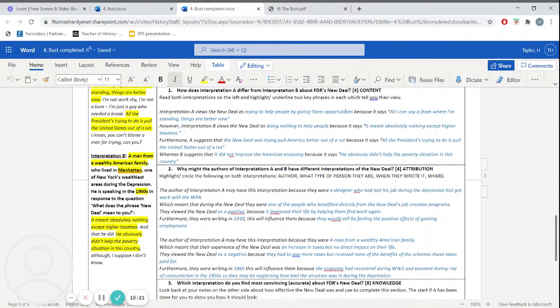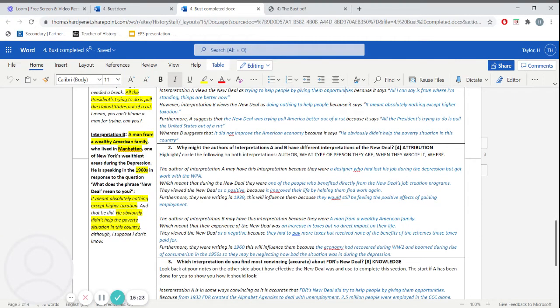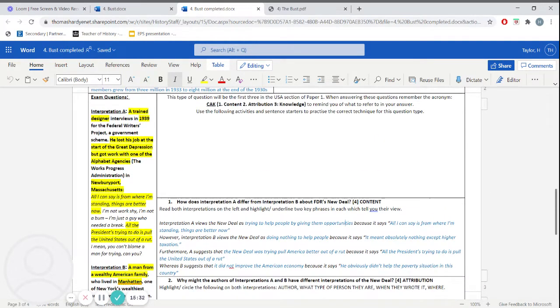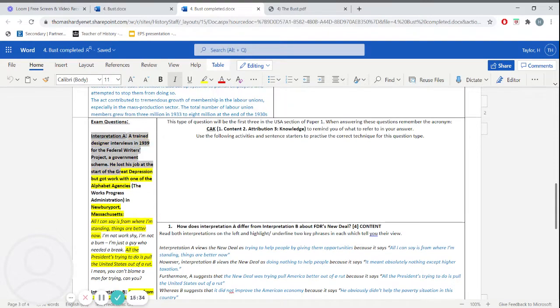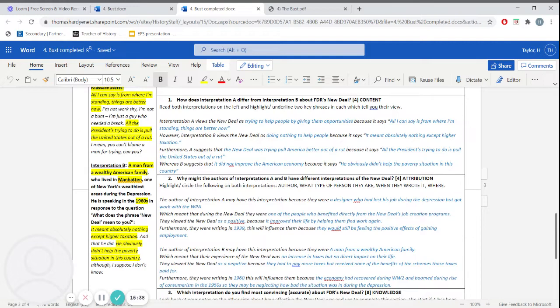Right, so now we'll move on to why the authors of the interpretations might have different views. And this one's a little bit trickier. What you need to do for this one is have a look primarily at this bit, the description. What it suggests you do to help you out is highlight the author, what type of person they are, when they wrote, and where.